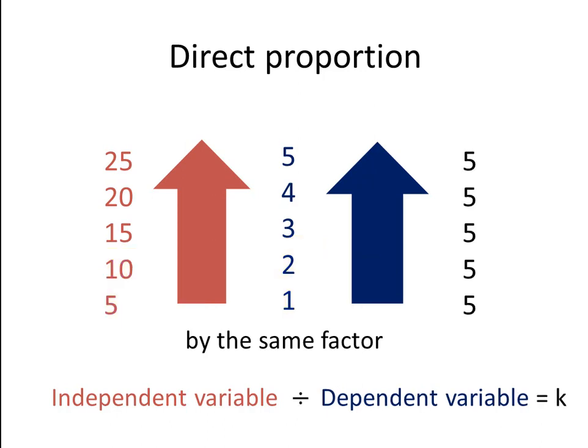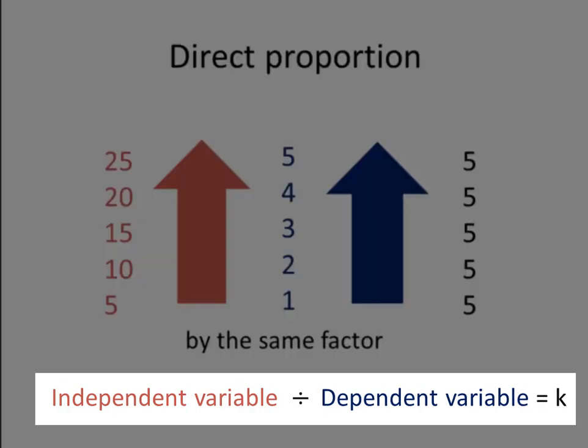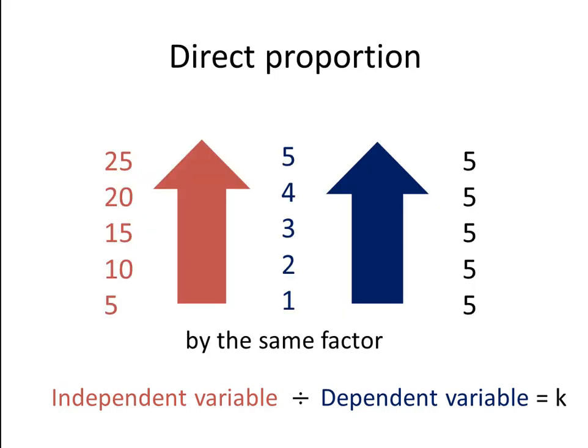We can recognize direct proportion by dividing one by the other, and we get a constant. For this particular data we have here, if you divide independent variable by dependent variable, you always get the constant 5. 25 divided by 5 equals 5. 20 divided by 4 equals 5. 15 divided by 3 equals 5. 10 divided by 2 equals 5. And 5 divided by 1 equals 5.